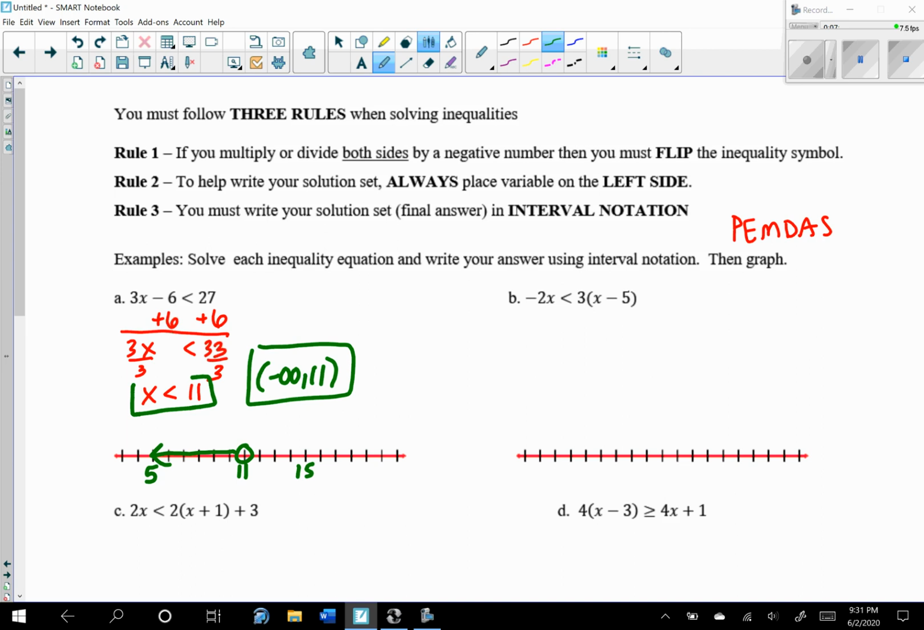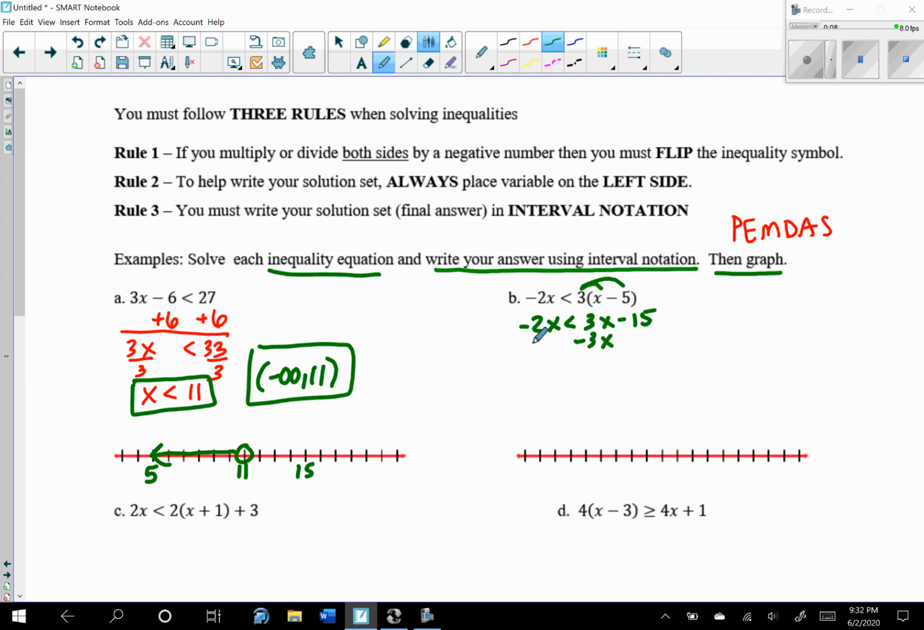So this is the solved inequality equation, and then we write our answer using interval notation, and we also graphed it. Looking at the next one, if I'm going to solve this equation here, the first thing I would do is distribute that 3 to both these terms right here. So negative 2x is less than 3x minus 15. Then the next step would be to get your variables together on one side. So here I want to get these values together, and it doesn't matter which side you choose, but it would be easier to take the 3x to this side.